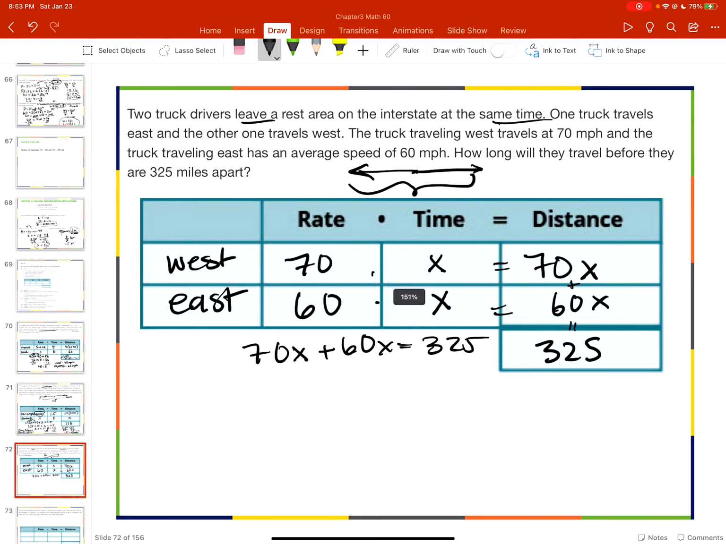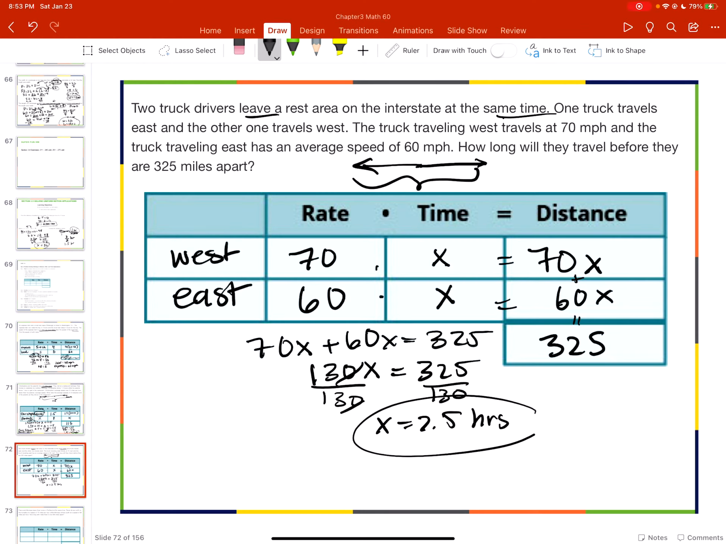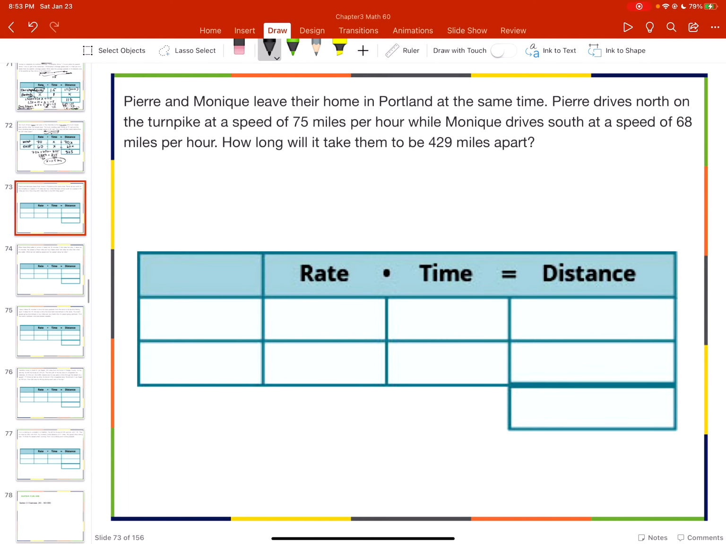So let's go ahead and combine that. That's 130x is equal to 325. So let's go ahead and divide 325 by 130. Okay, so divide that by 130, and you get x is 2.5 hours. Okay, not too terrible, right? You guys could do this.